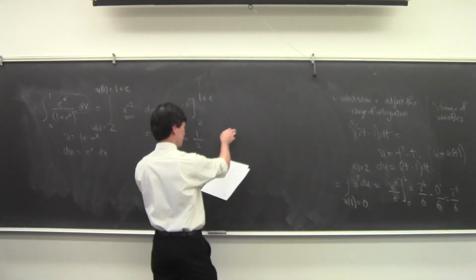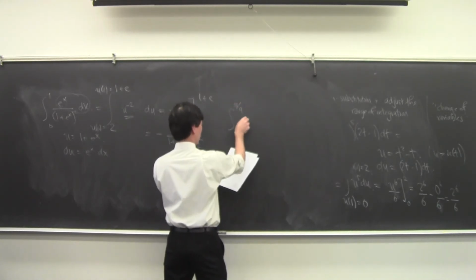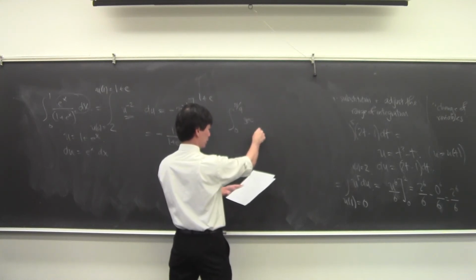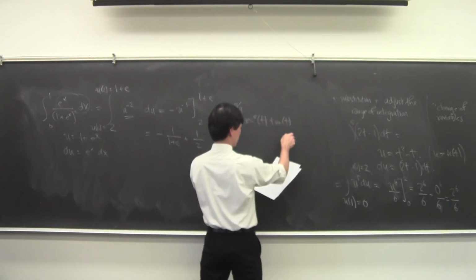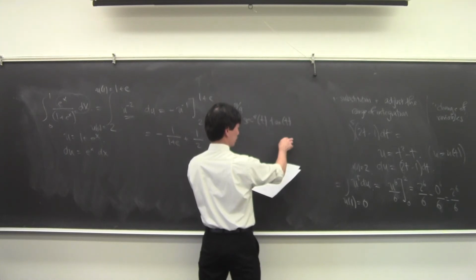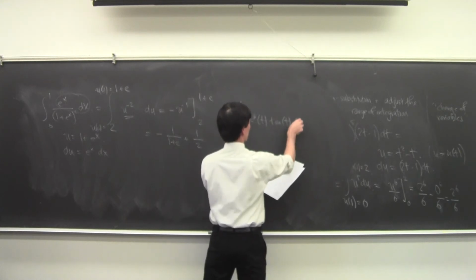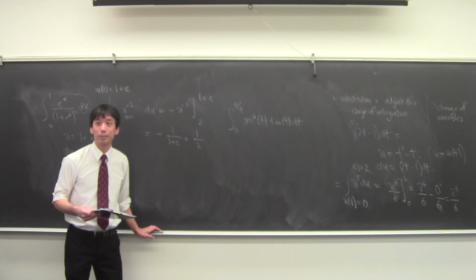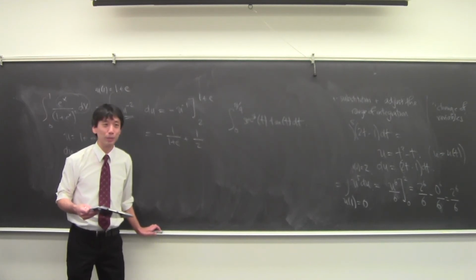One more. Let's do this one together. The integral from 0 to pi over 4 of secant squared tangent. I'm sorry, secant cubed tangent. Okay. Well, actually, let me give you 1 minute to think about what you would choose for your u.